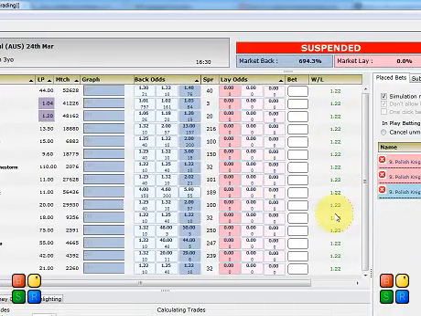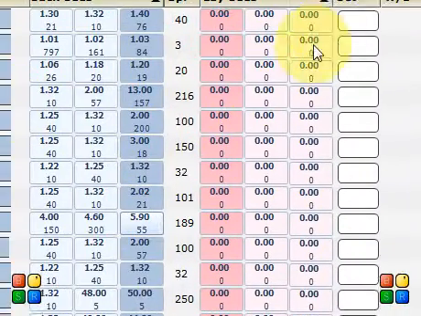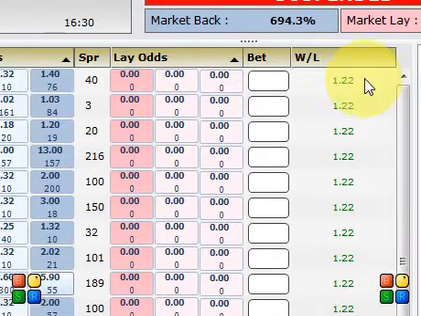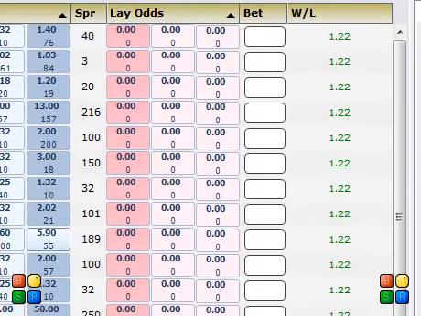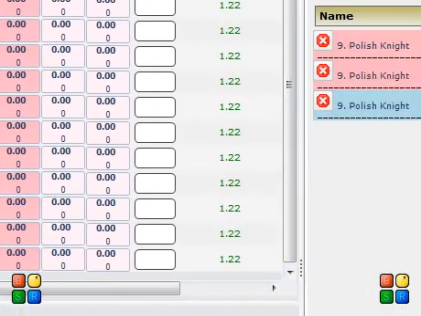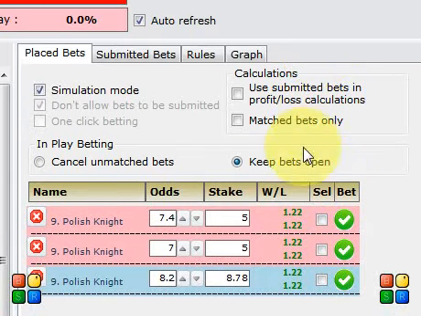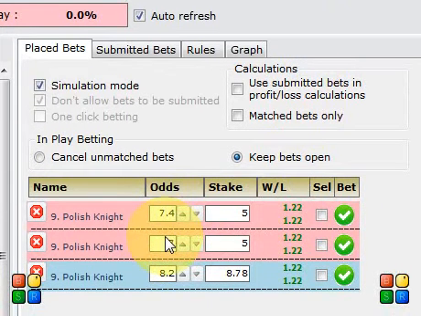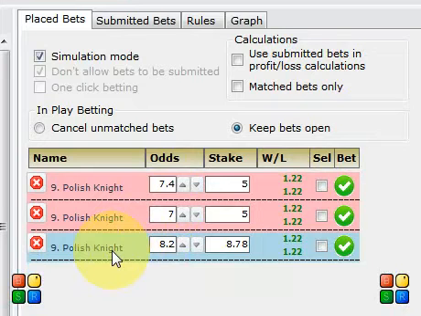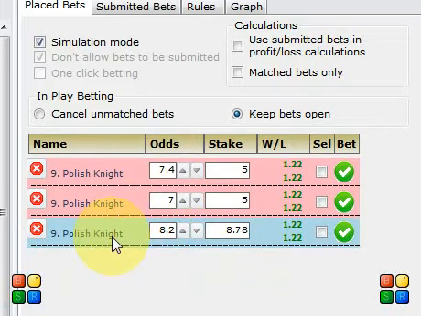I'll just zoom in a little bit so you can see what I'm talking about. You can see here in the win column that everything's $1.22. You can see here the bets I placed: two lay bets at $7.40 and then at $7, and then I placed a back bet of $8.20 to finish off the trade, and that's how trading works.